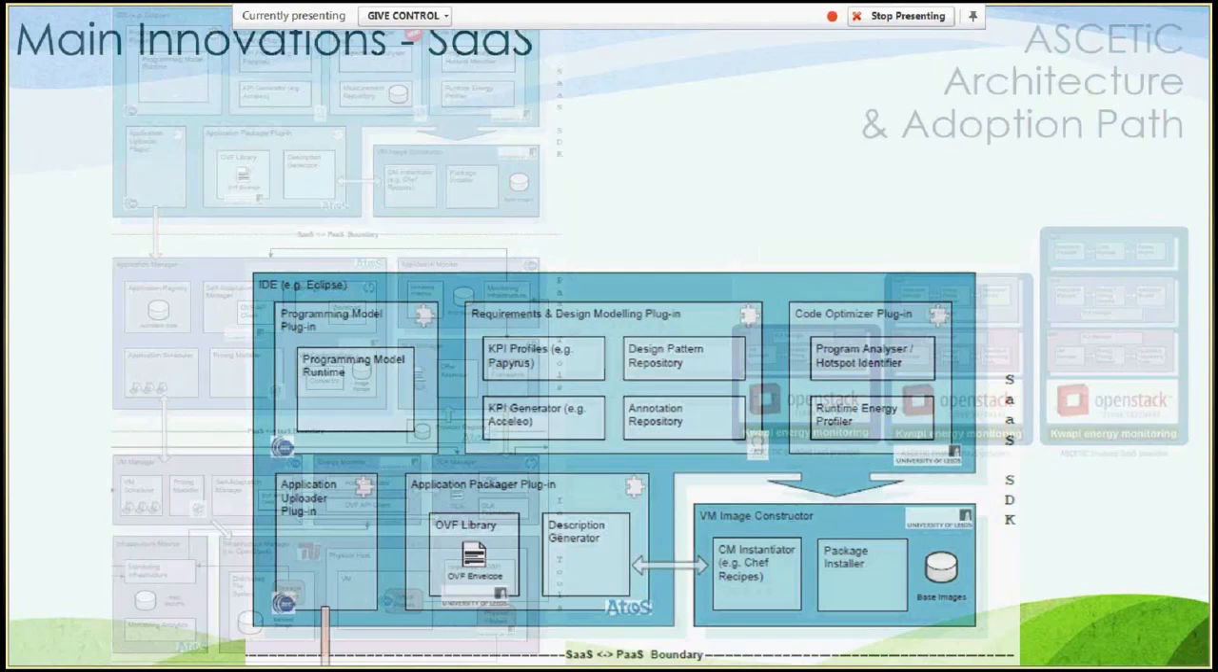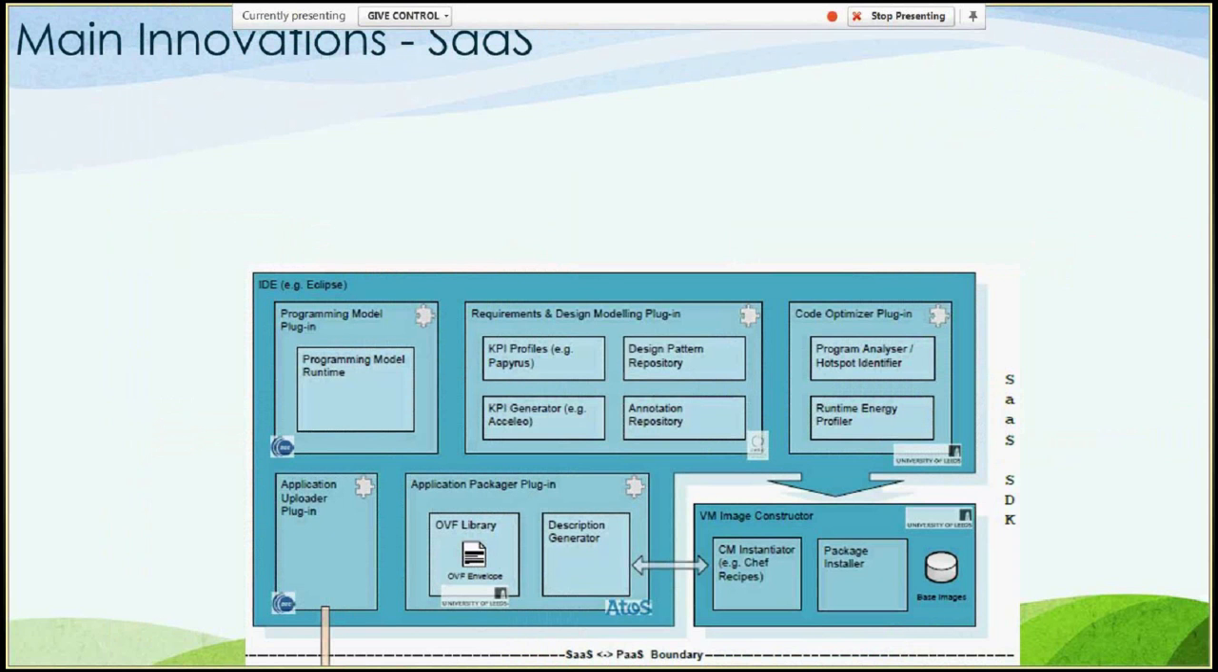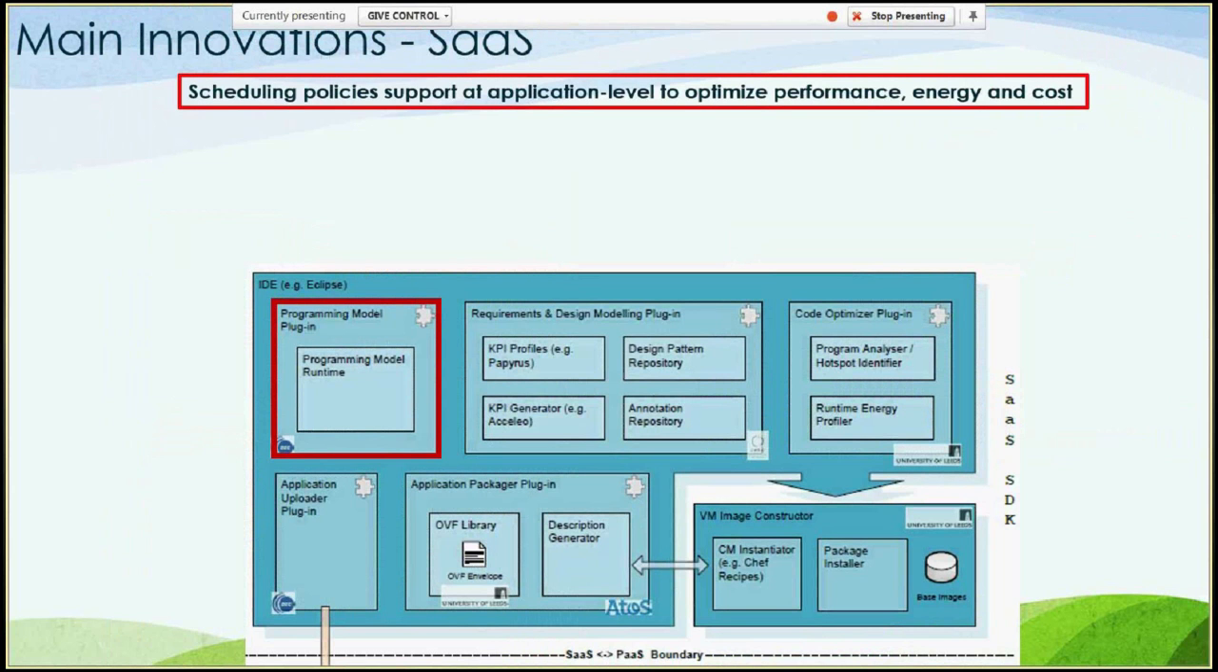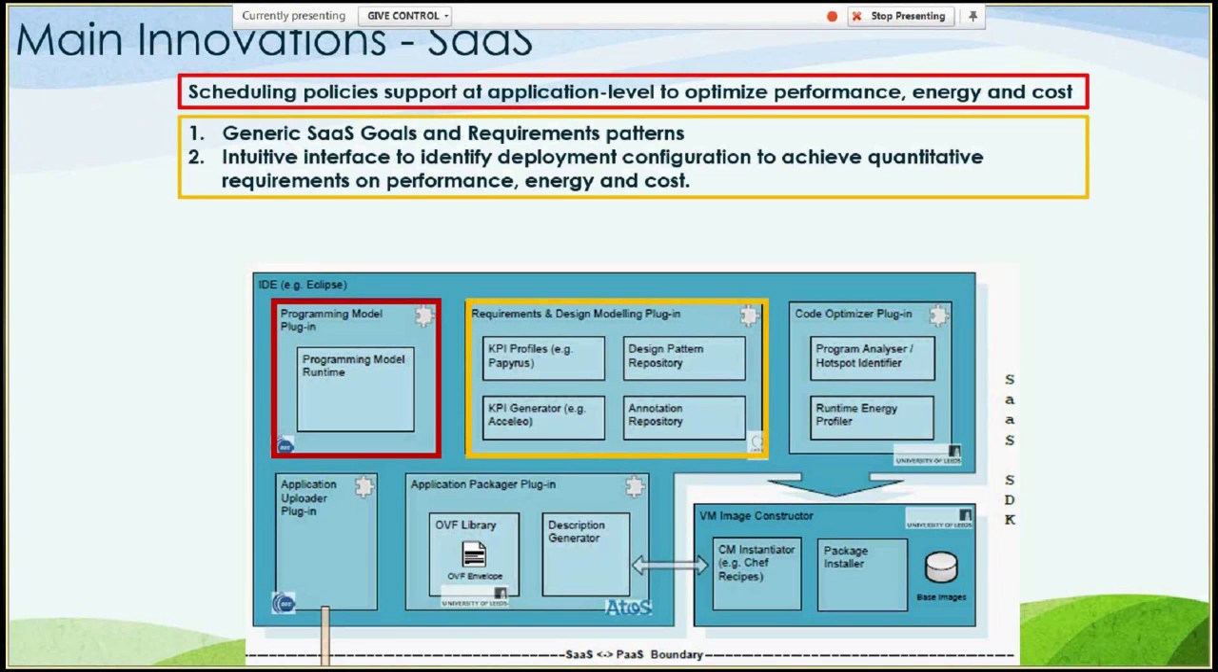So what are basically the main innovations in this by taking a reference architecture and implementing it? Well, we can basically look at the programming model at the SaaS SDK and say, well, this programming model can actually support scheduling policies at application level to optimize performance, energy, and cost. And the programming model is based on the COMPSs programming model from Barcelona Supercomputing Center. We look at the requirements and design modeling plugin. This is again to look at how you could specify generic SaaS goals and requirements and learn about the actual requirements patterns from the time you design your software. It has an intuitive interface to identify the deployment configuration to achieve quantitative requirements on performance, energy, and cost as well. So that's going to be very handy, again, as a tool for software engineers.